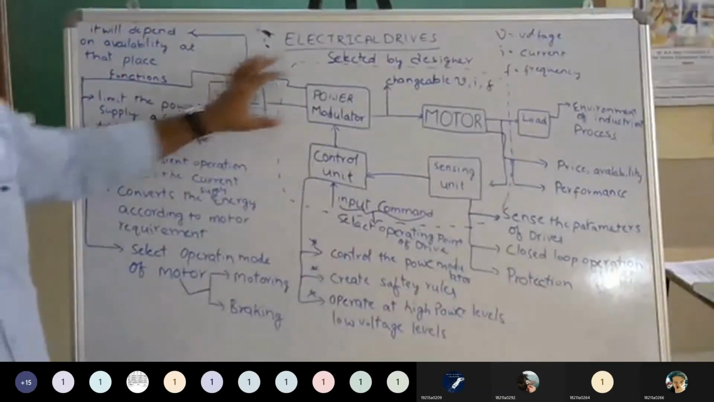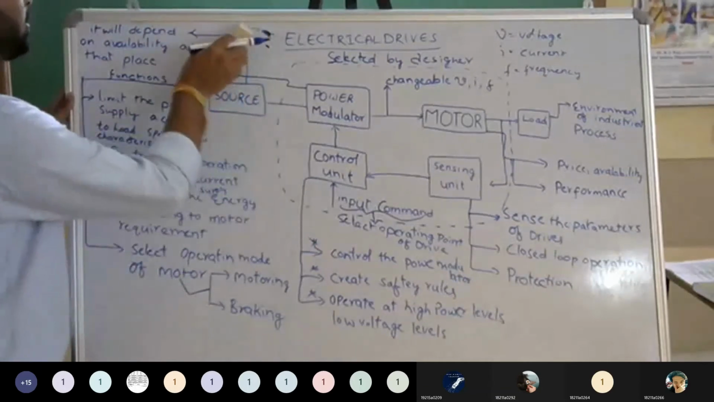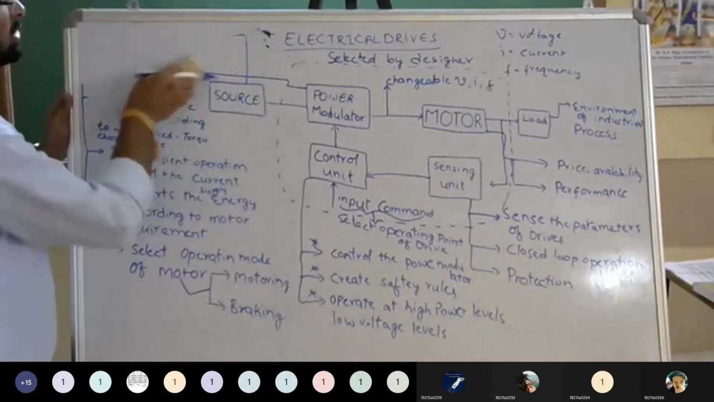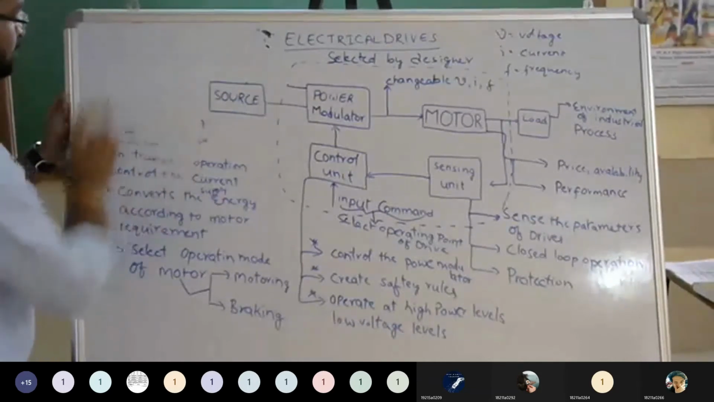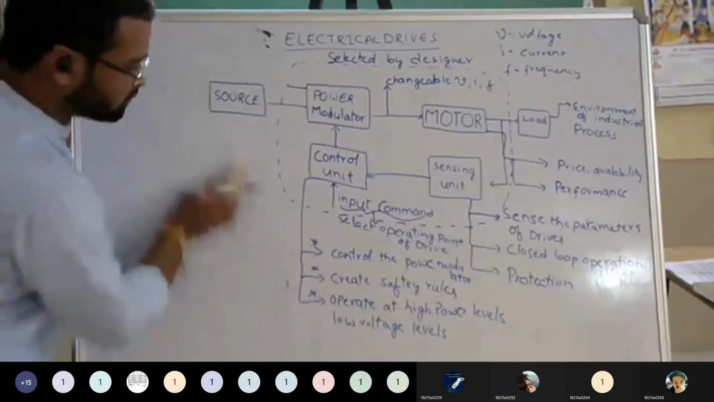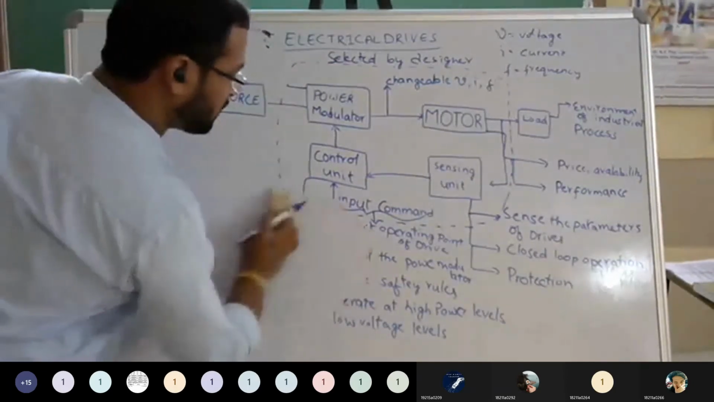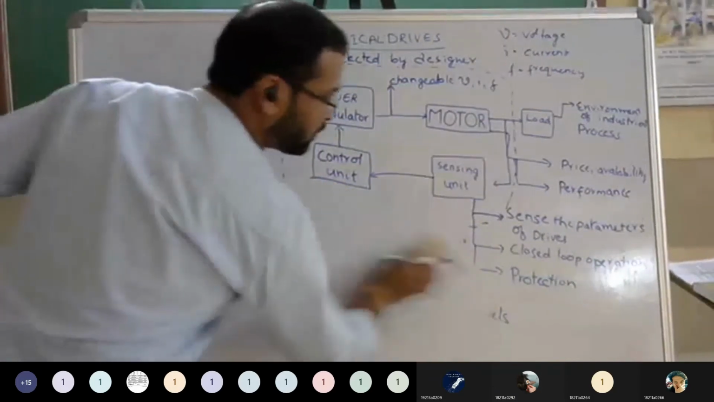So what are the components? Source, power modulator, motor, and so on. So these are the functions. Up to now, we discussed what the functions in the block diagram are. Now we'll go through one component at a time. So what are the available things? What is the source we generally use? Okay, so we'll go through that one.